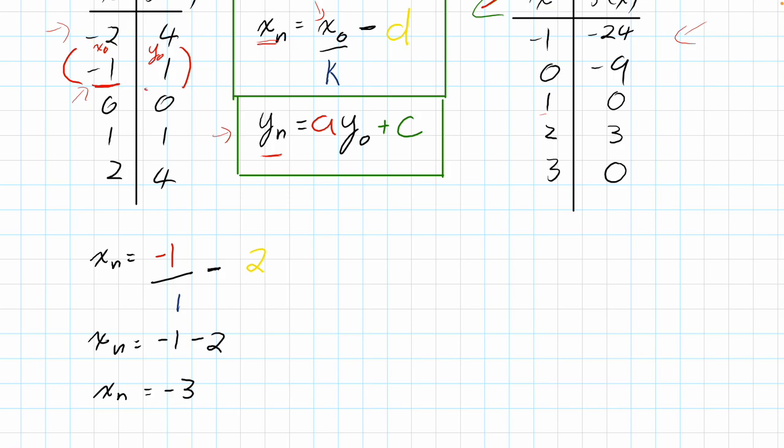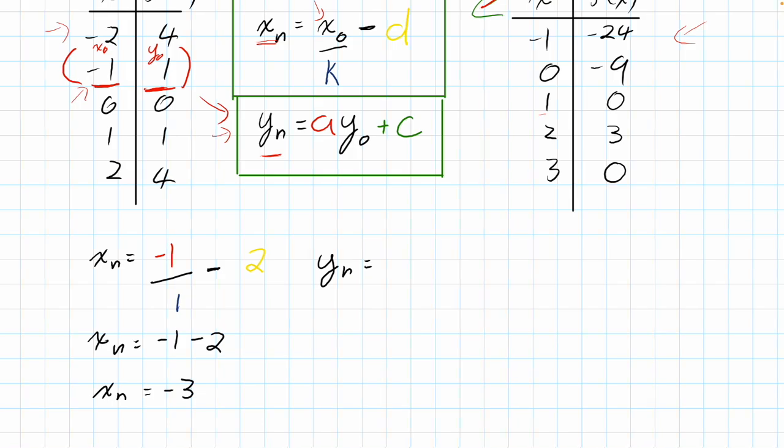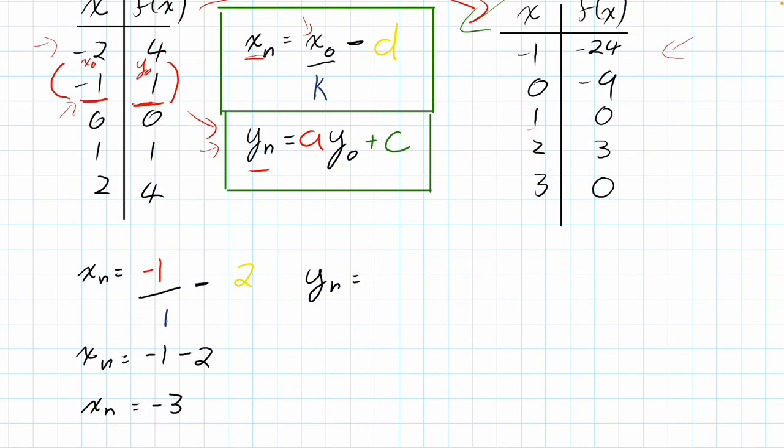What we do then is our y value. We put it through this formula. Same idea. The new y value is equal to, well, what was our a? We're going to put it in here, negative 3, times our old y value, which happens to be 1, and our c value happens to be positive 3, I believe, right? There we go. And we end up with negative 3 plus 3. Turns out it is 0. Here we go. We have 0 in this case.